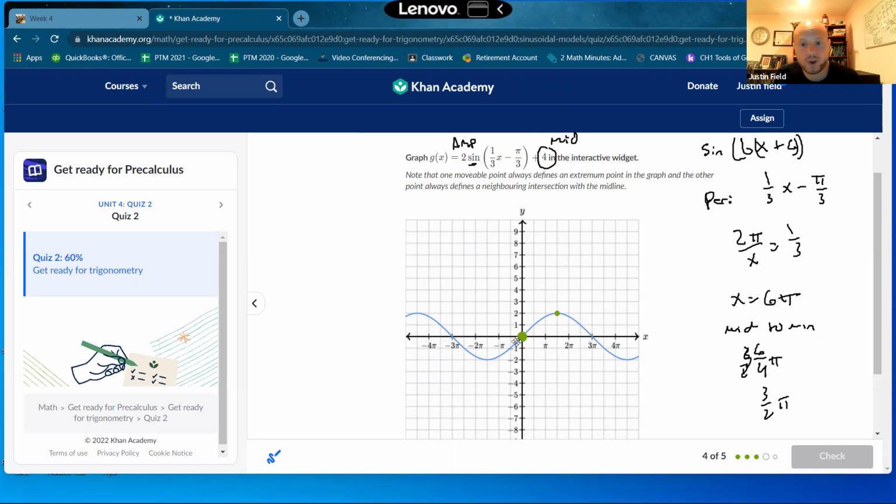So now we're going to graph it. We know that our midline is at 4, right? So we go up to 4, but we know it's also shifted right by pi over 3. Something like that. And then, well, that's not pi over 3, that's pi over 2. Okay. And then we also know that our amplitude is 2. So we're going to go up 2 from the 4.